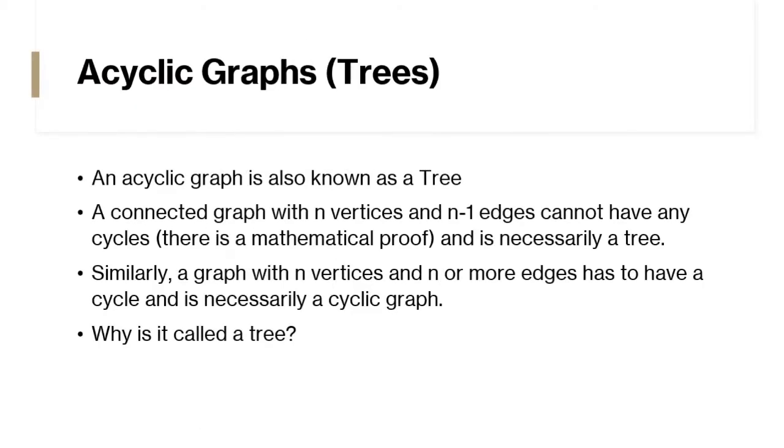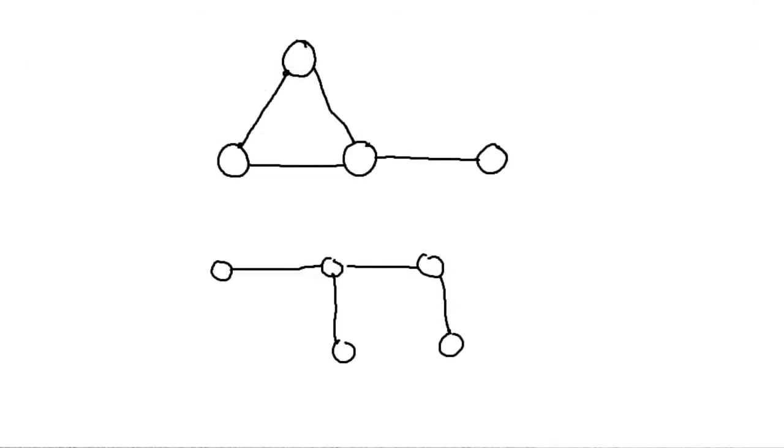Right, so similarly, a graph with n vertices and n or more edges has to have a cycle and is necessarily then a cyclic graph. So this should make a little bit of sense to you. And one of the main reasons why I said connected graph is because that just means any vertex can reach any other vertex. So in this, you'll notice in both of these graphs, the top one is cyclic, the bottom one is not. You can reach any vertex by going from any other vertex.